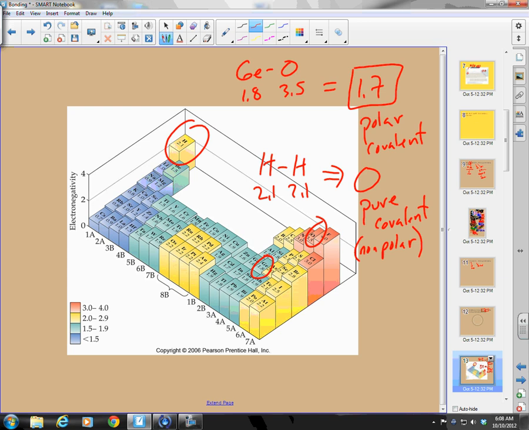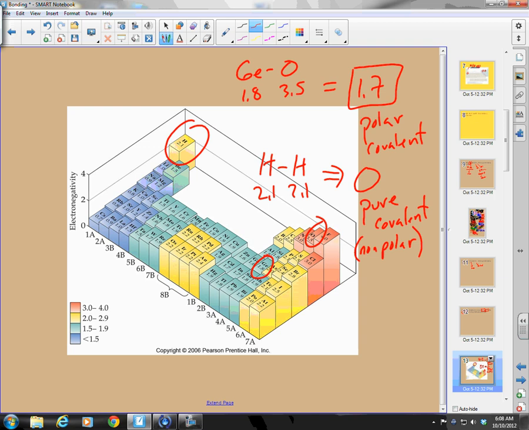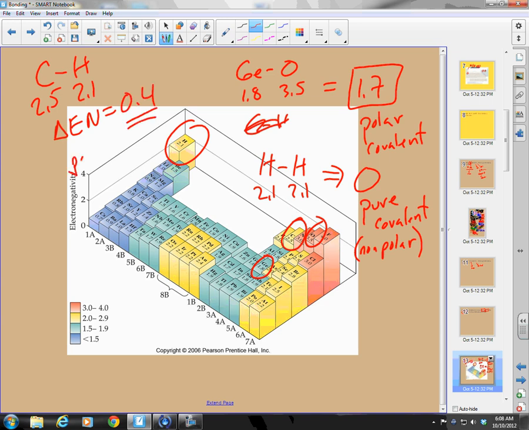And the last one was what? CH. So let's look at carbon and hydrogen. What's carbon? Carbon is right here. It's a 2.5. So with C and H, well, let's move it over here. CH 2.5, 2.1. My difference between the electronegativities is 0.4. So what am I going to call that? I'm going to call that polar covalent because it is not 0 and it's less than 1.8.